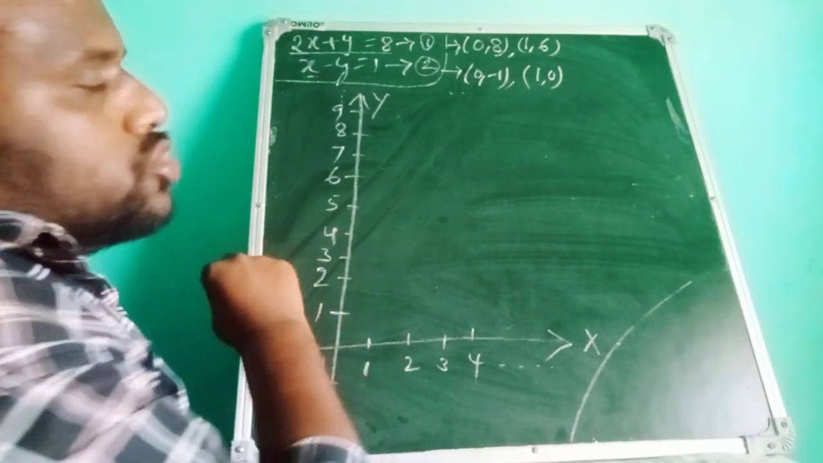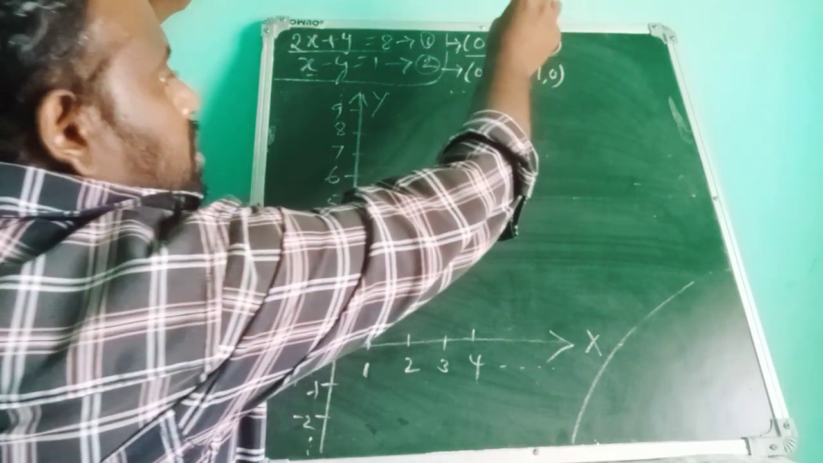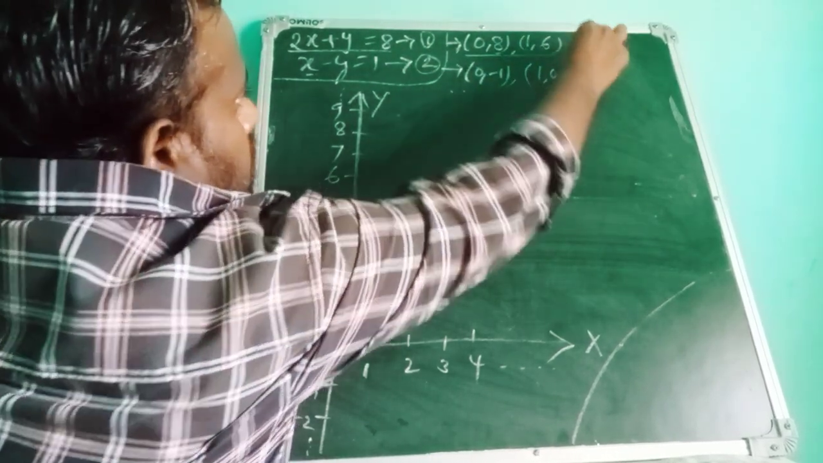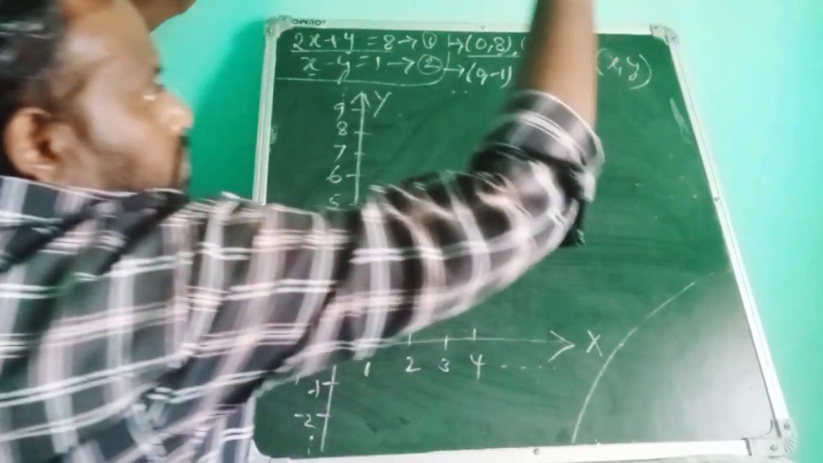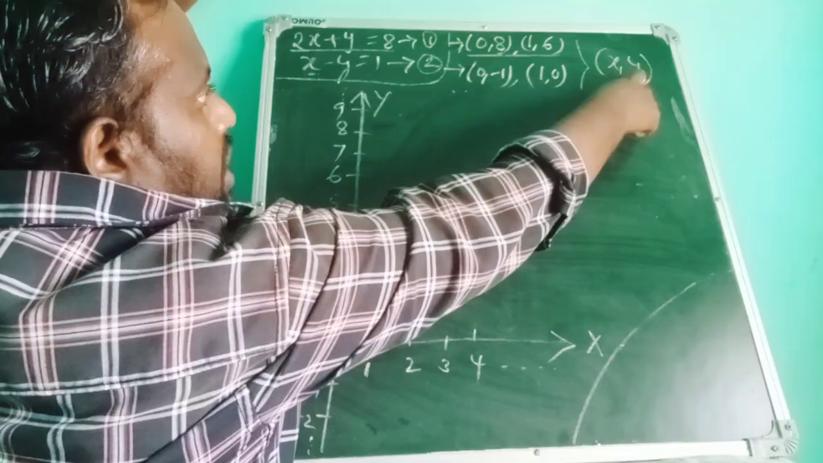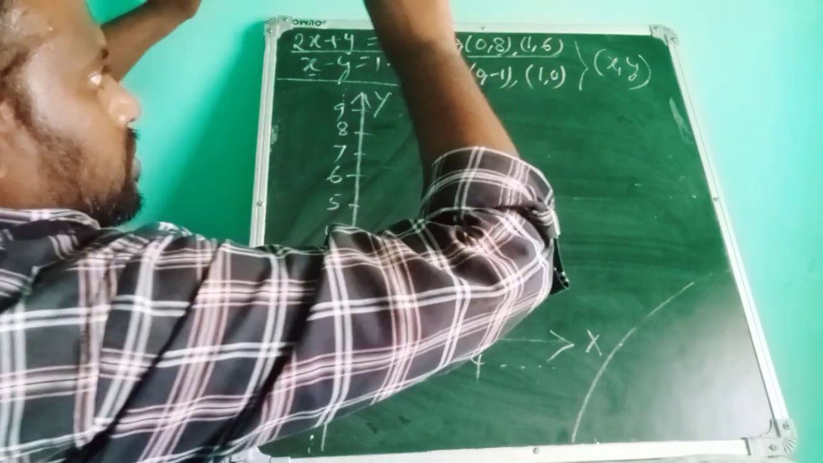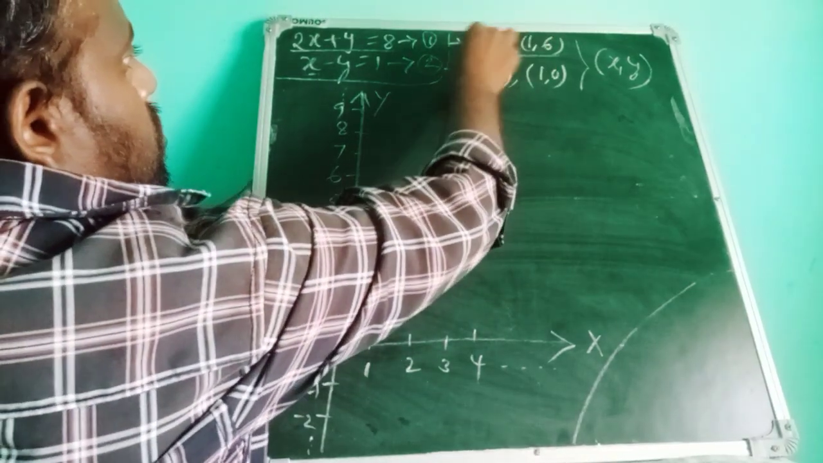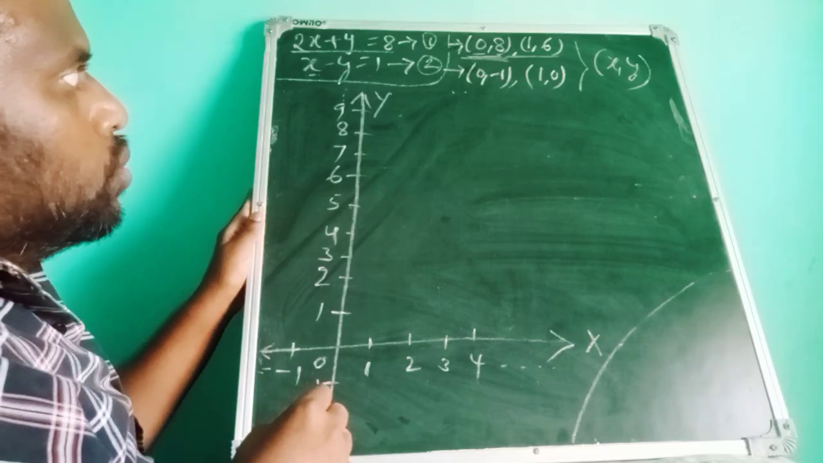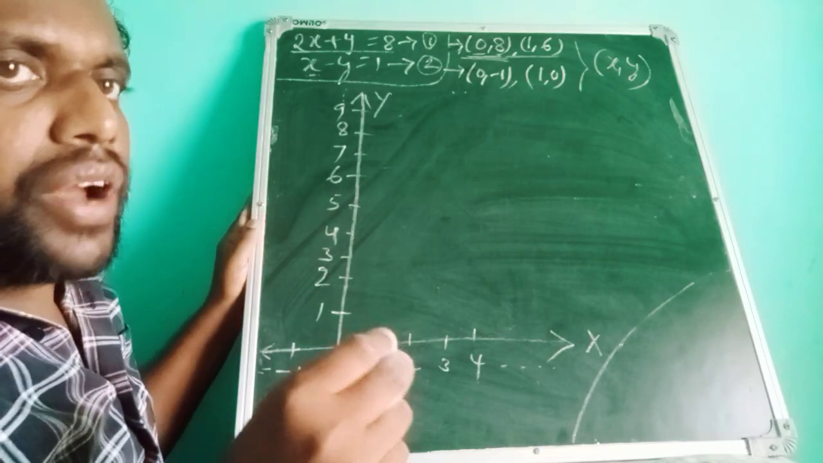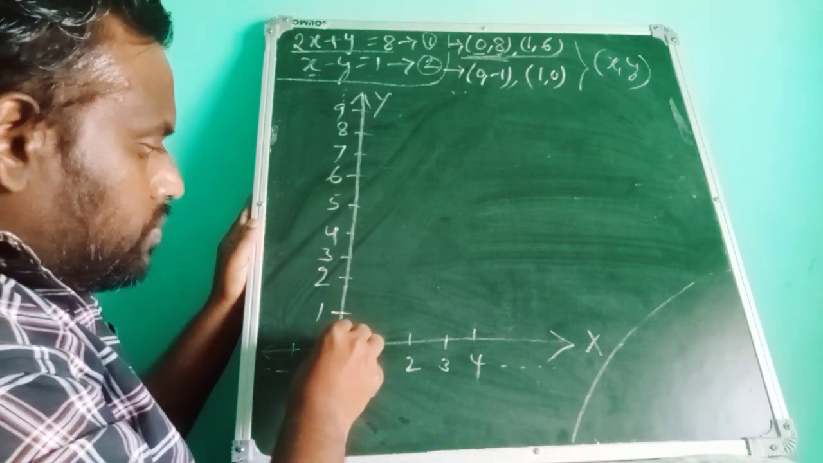Now let us draw the line for equation 1. What are the points for equation 1? 0, 8. See, the points are always in the form of x, y. That means the first value is x, the second value is y. Now first I'll consider 0, 8. So the first value is x is equal to 0. X is equal to 0 means find the 0 on the x-axis. This is the x-axis. Where is 0? Here.